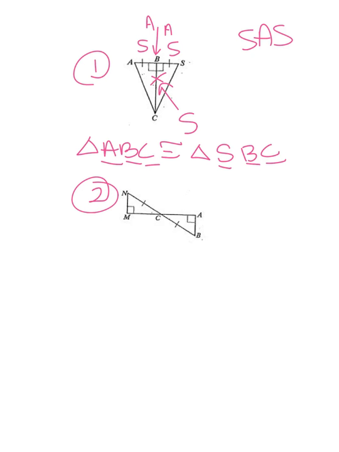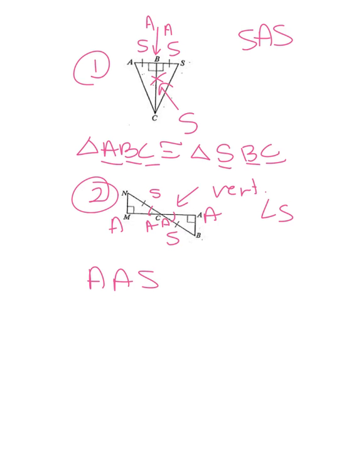Now number two, I have sides that are already matched up as being congruent, and I have an angle, again, that's also matched up as being congruent. It's a right angle. And then I also have angle NCM is congruent to angle ACB because they are vertical angles, and we know that vertical angles are congruent. So again, there's my angle, there's my angle. So what I have here is angle, angle, side.